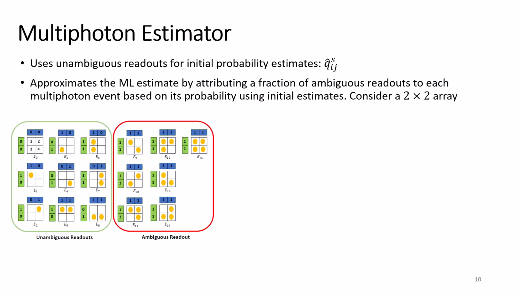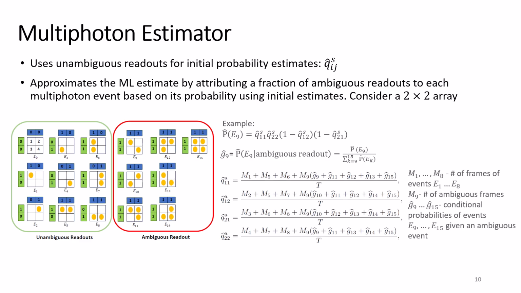Consider the unique photon events in a 2 by 2 array. Events E0 through E8 are unambiguous and produce distinct readouts, while events E9 through E15 are ambiguous and produce the same readout. The probability of each of E9 through E15 can be computed as shown in the example, which is then used to find the conditional probability of each of these events given an ambiguous readout. The probability estimate at each pixel is computed as the ratio of the sum of unambiguous frames and an estimate of ambiguous frames with a click at the pixel to the total number of measured frames.